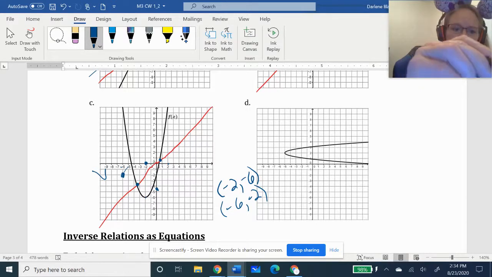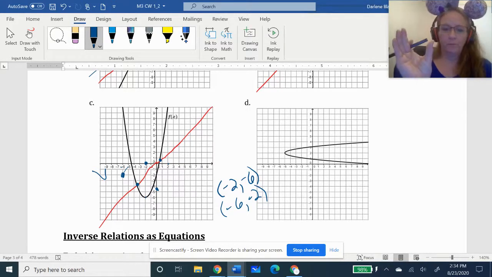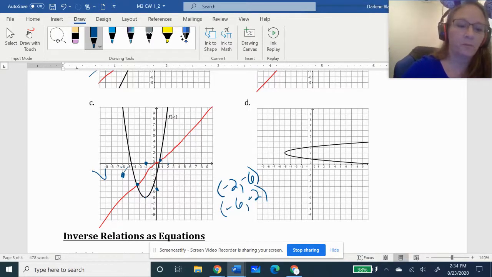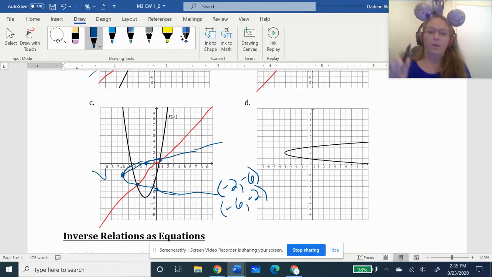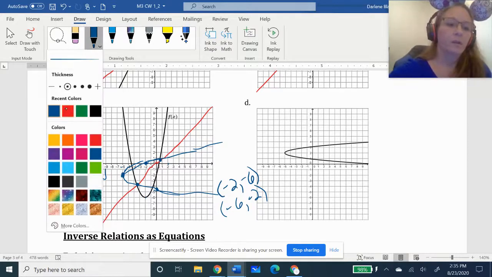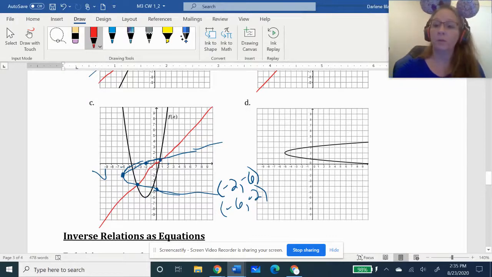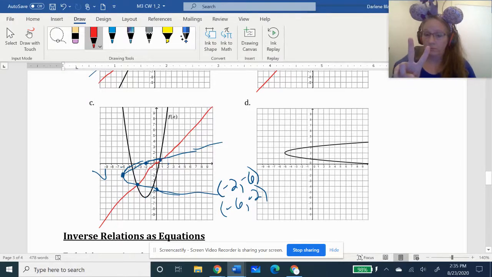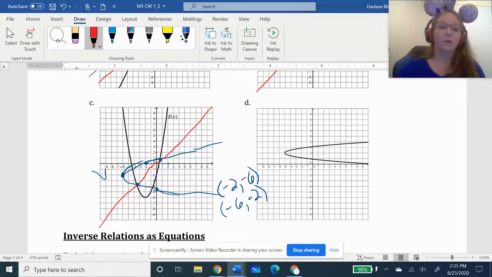And if you have an up or down parabola and you look at the inverse, it should turn into a sideways parabola. And then my lovely drawing. Part D. If you think you might be able to do it, pause the video. And now I'll walk you through it.